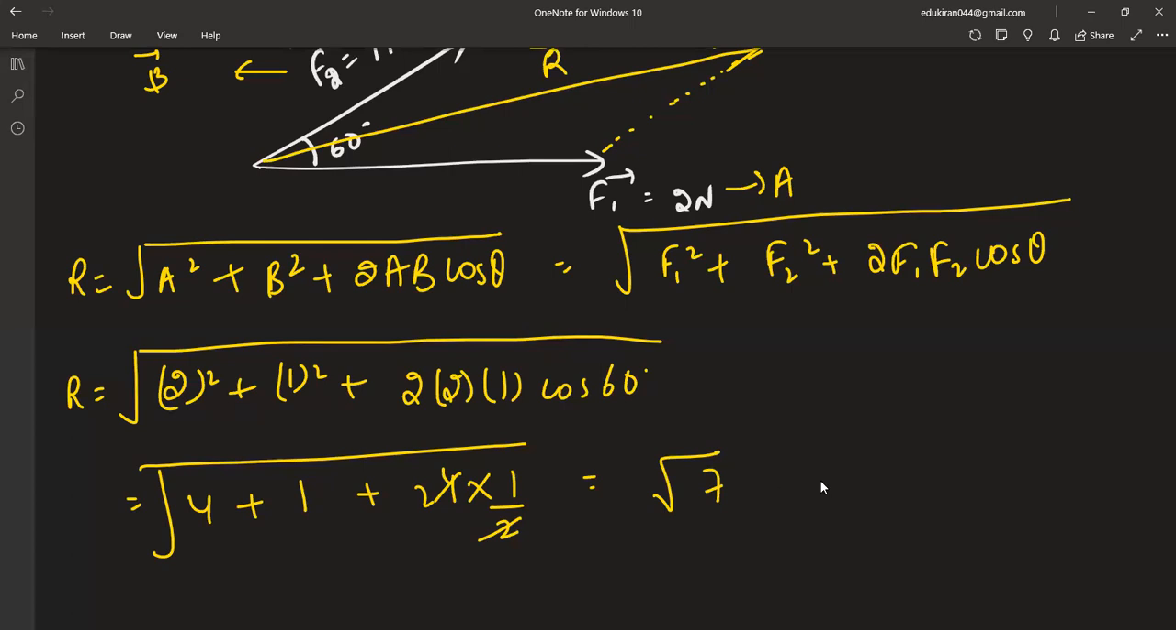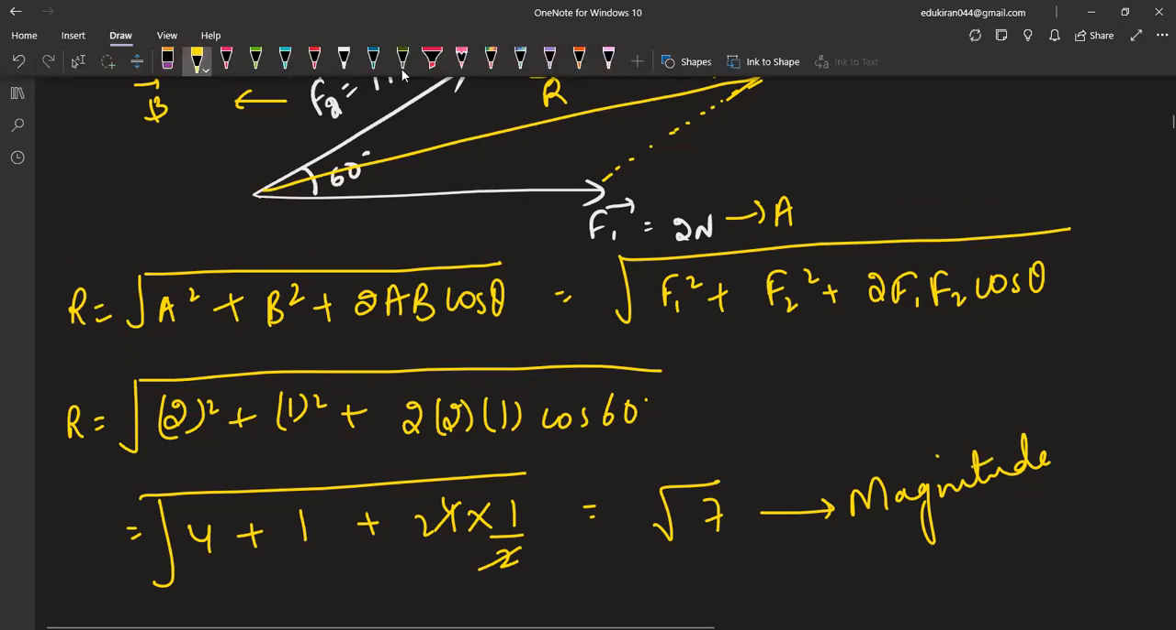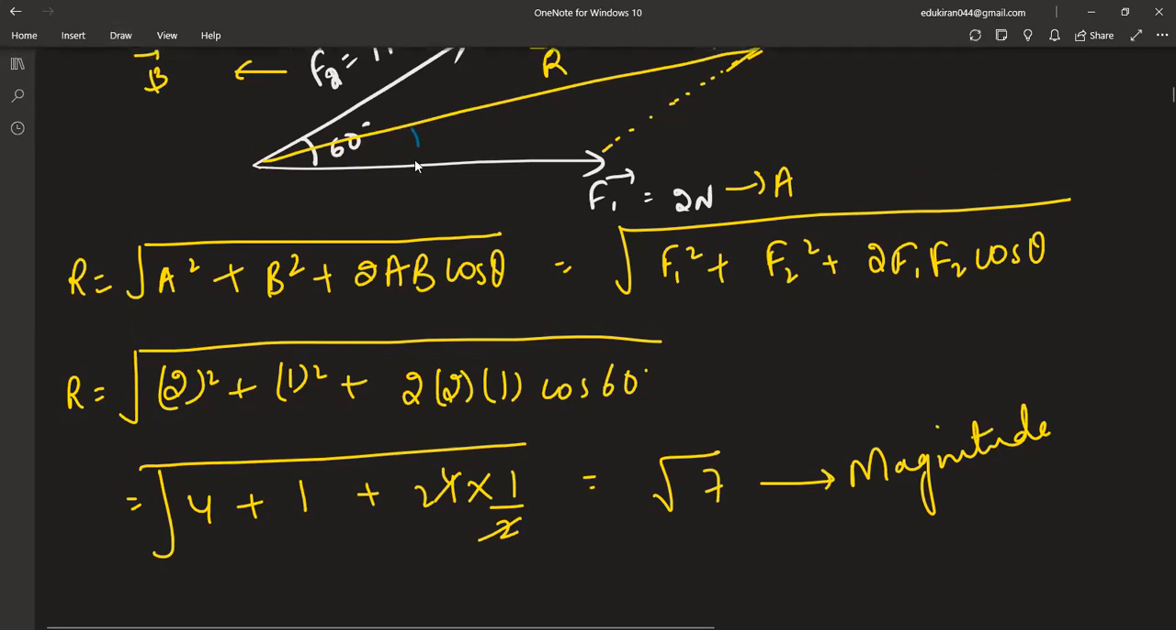So what is the magnitude? This is just the magnitude of the force. Now coming to the resultant's direction, what did I tell you? We have to draw the beta along with A. If I have chosen this as A, beta will be this only. Now what's the formula for beta?